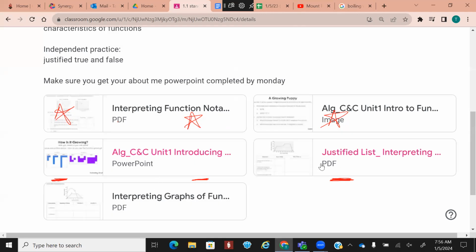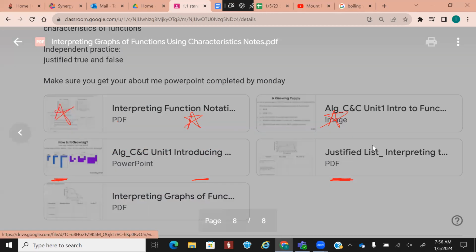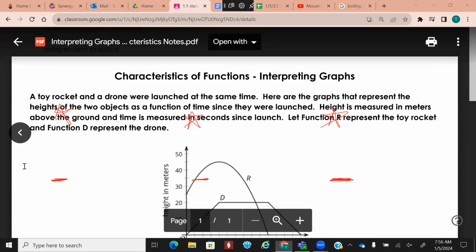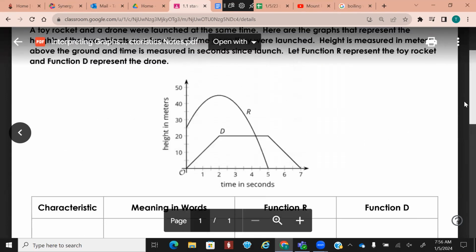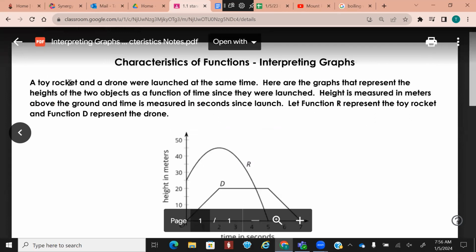Okay, go ahead and move on to this page right here. Okay, it says a toy rocket and a drone were launched at the same time.